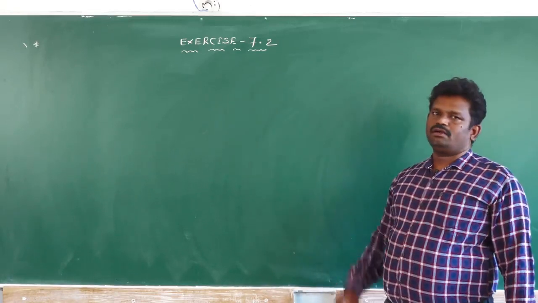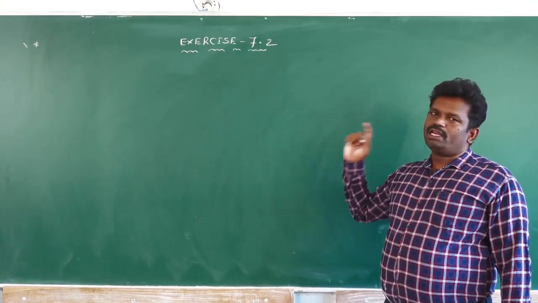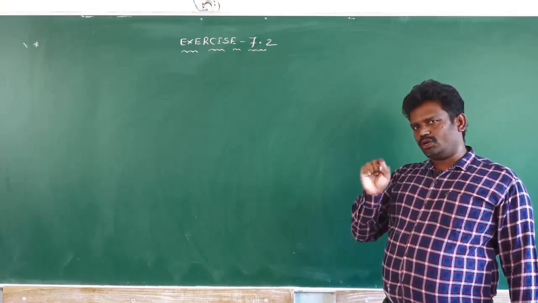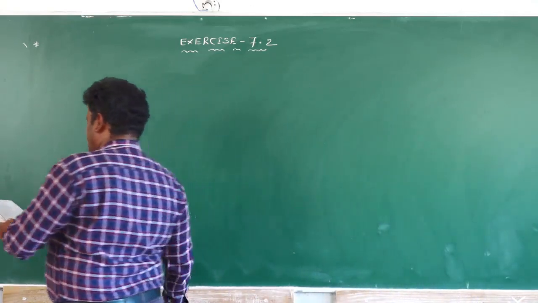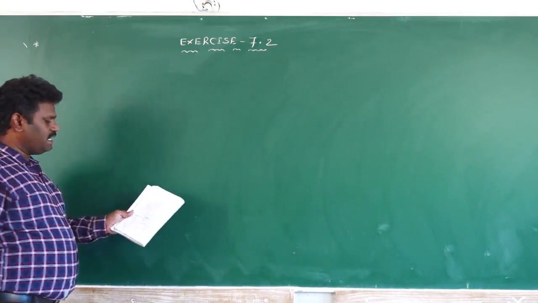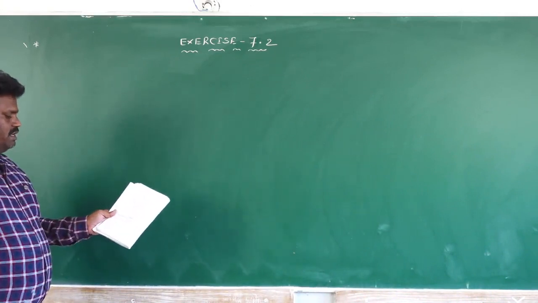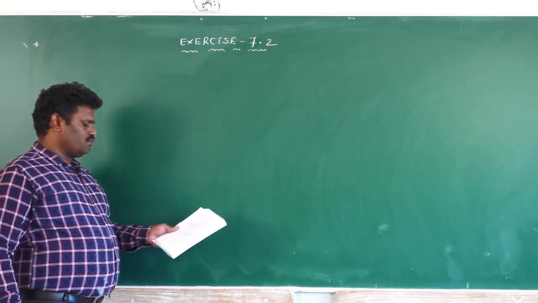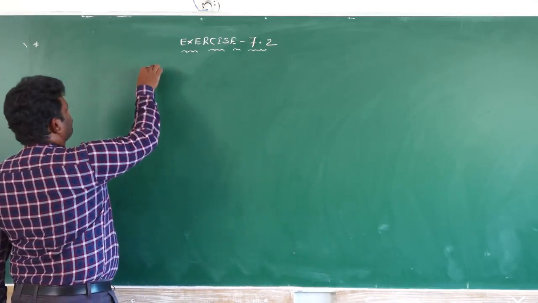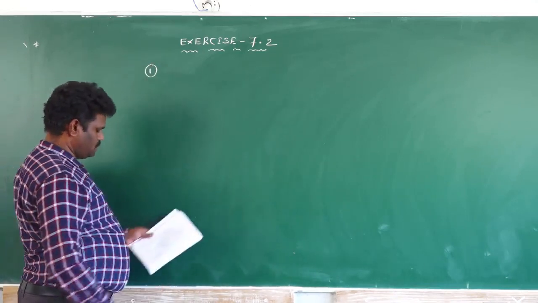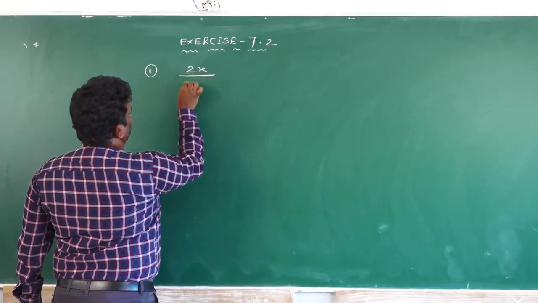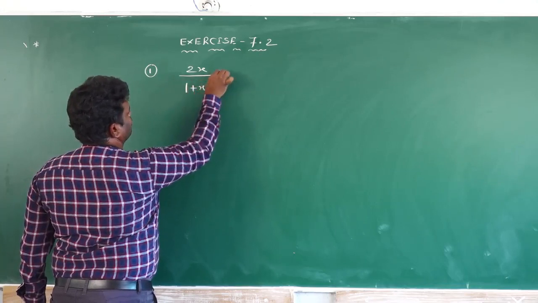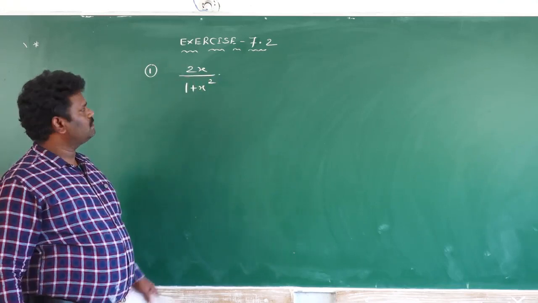So, related to the substitution method, now this whole exercise 7.2 is on the substitution method. In that exercise he has given some questions: integrate the following, in exercise 7.2. So first question, 2x by 1 plus x square. Now integrate this function.